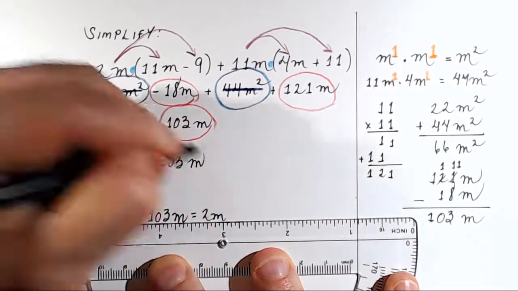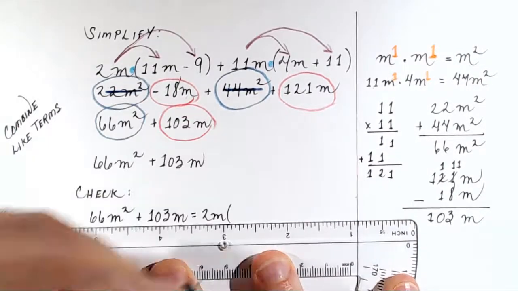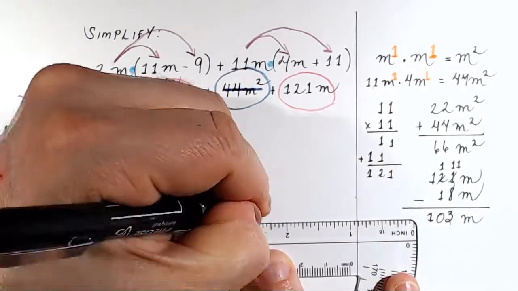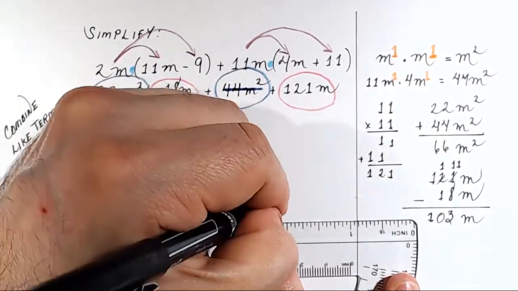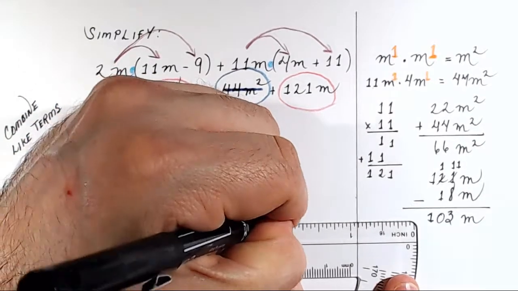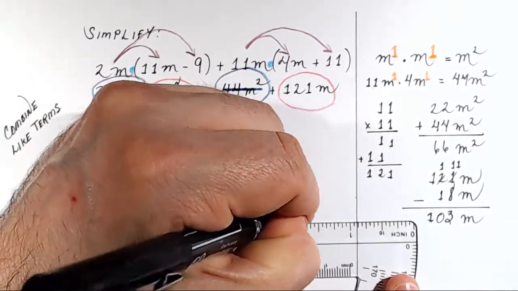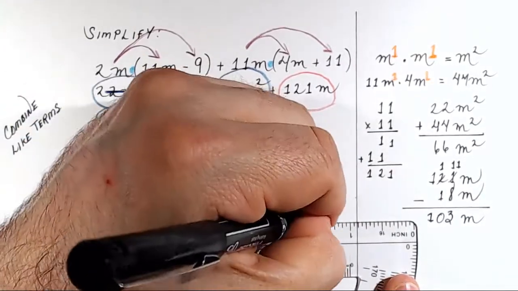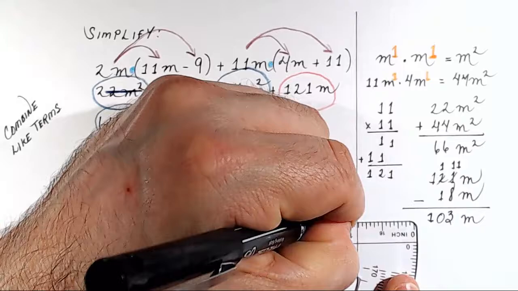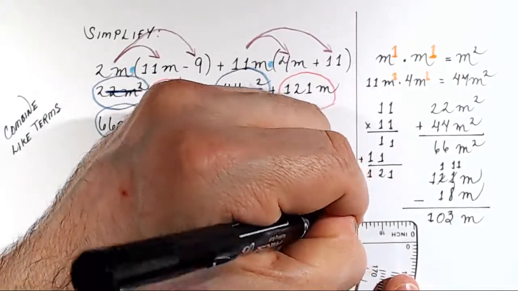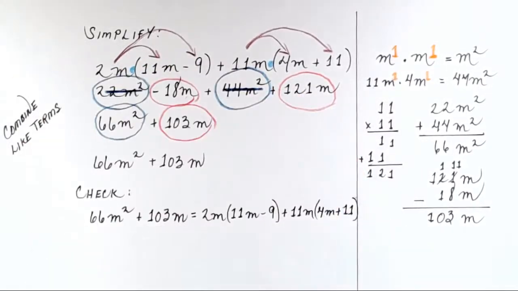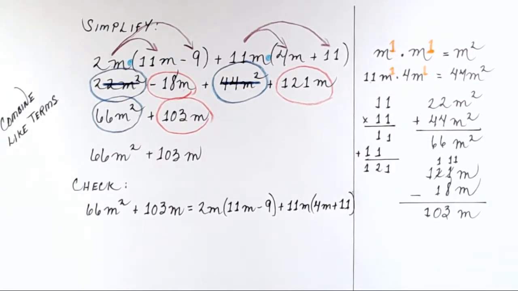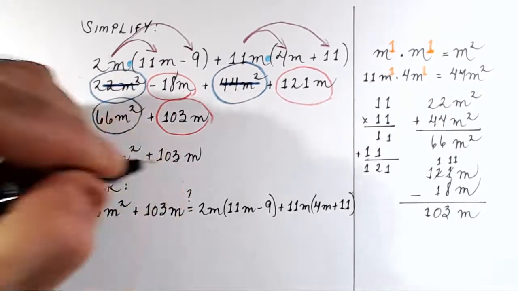2m, open parentheses, 11m minus 9, close parentheses, plus 11m, open parentheses, 4m plus 11, close parentheses. Okay? Had to kind of cram it in there at the end. And so we want to know, is this equal?